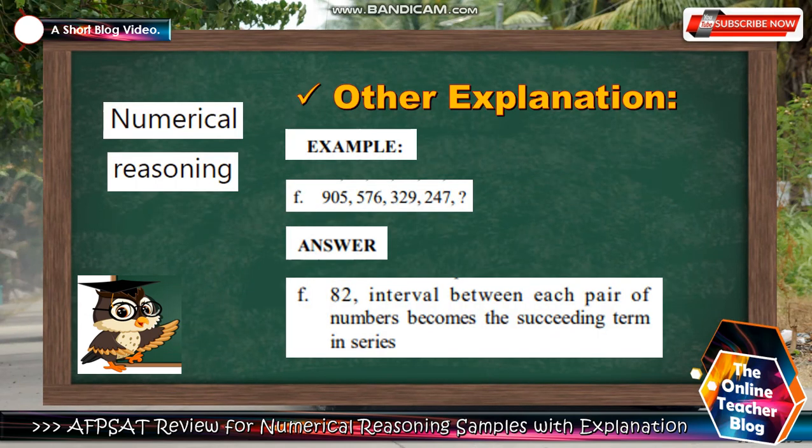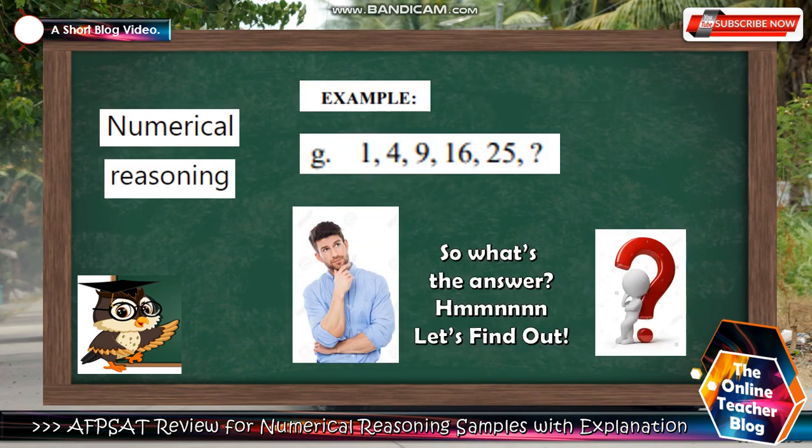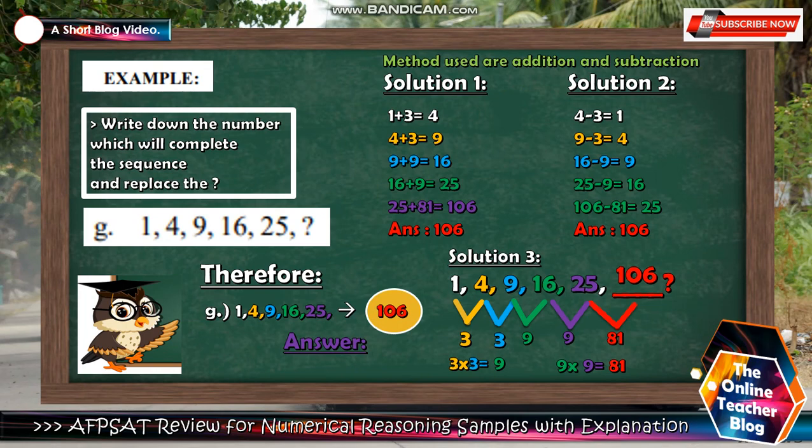The other explanation for this is 82: the interval between each pair of numbers becomes the succeeding term in the series. Let's go to letter G. The sample is 1, 4, 9, 16, and 25. So what's the answer? Let's find out.